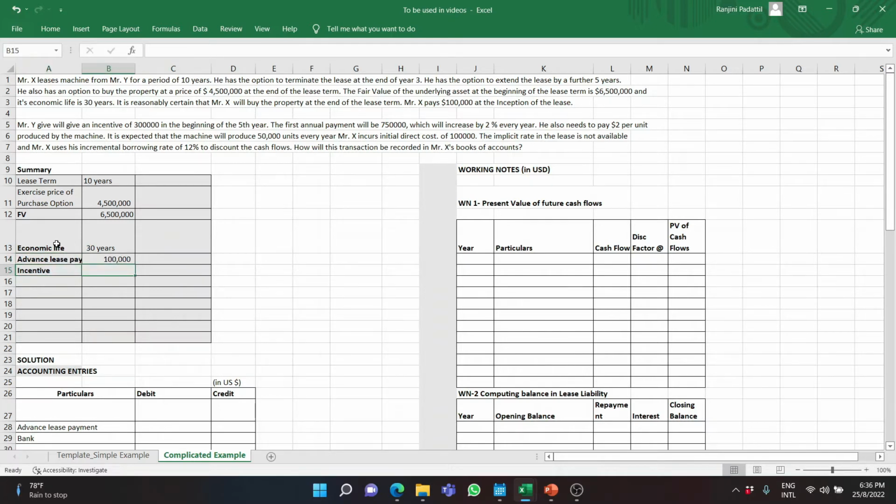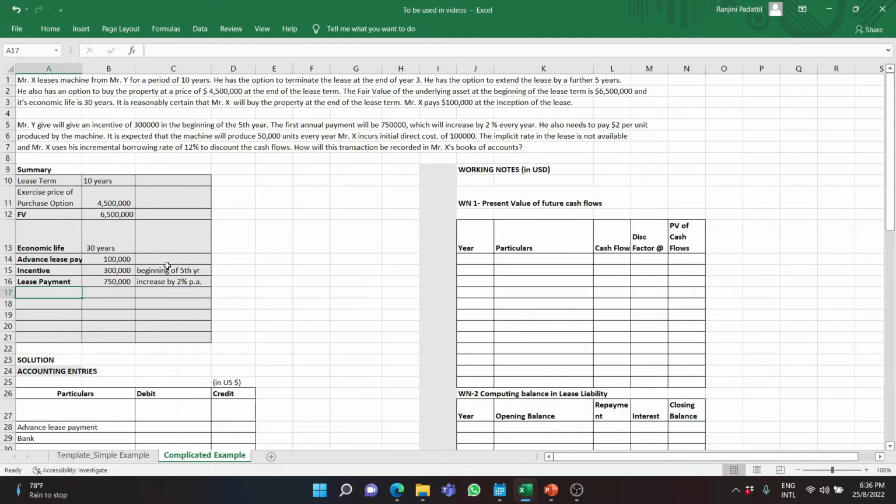Incentive from the lessor is $300,000 at the beginning of the 5th year. The first annual payment will be $750,000 and will increase by 2% per annum. He also needs to pay $2 per unit produced by the machine. It is expected that the machine will produce 50,000 units every year. It's definitely a variable payment. It's not a fixed payment.